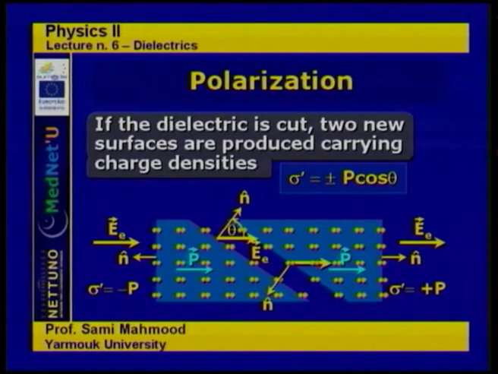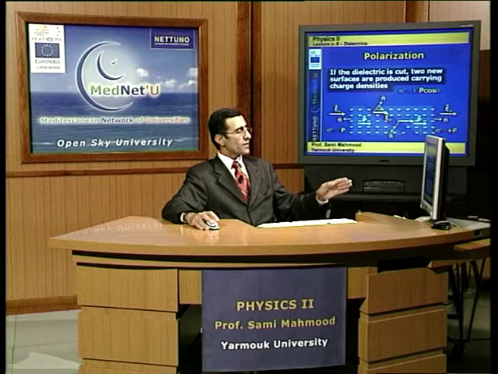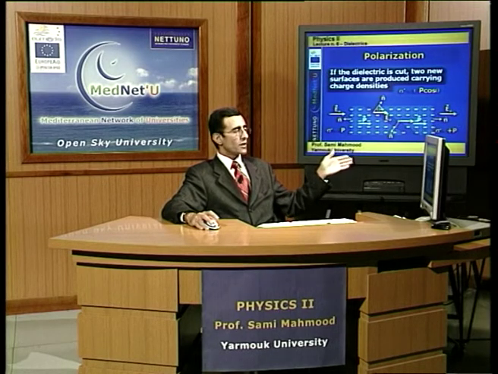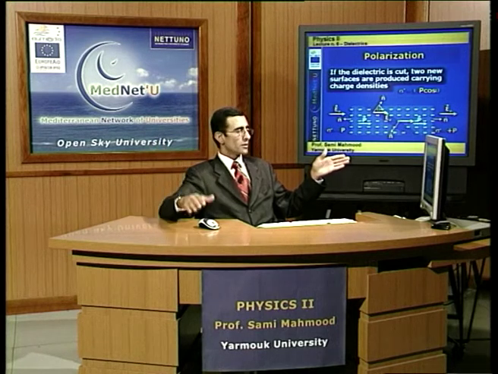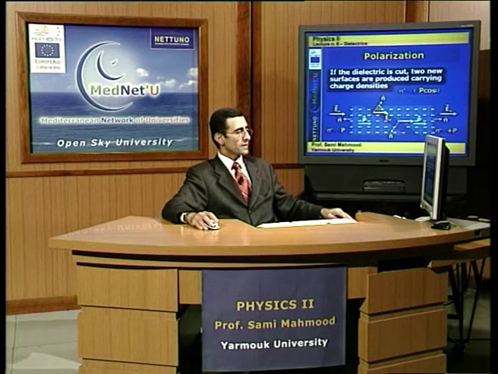So cutting the dielectric into two parts will introduce two new surfaces with two different charge densities. If we put it together, then there's nothing new, and the positive and negative charges on the new faces cancel each other, and we get the original configuration as having a negative charge on one side of the block of dielectric and a positive surface charge on the right-hand side.